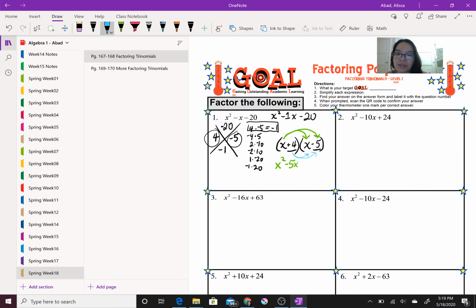Now let's try the other one. I'm distributing the 4 to x and to negative 5. 4 times x is positive 4x. And 4 times negative 5 is negative 20.